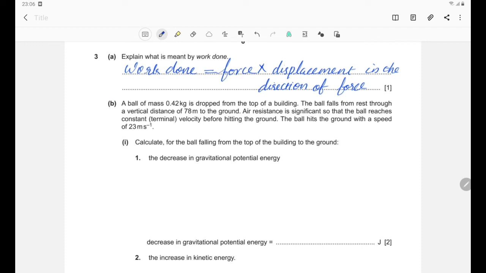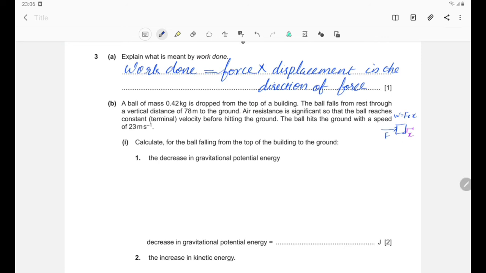That means if you have an object and if you apply a force, and because of this force the object is displaced a distance of x meter, then the work done will be the applied force times the displacement x. But here one important condition is the direction of force and the displacement both should be in the same direction.